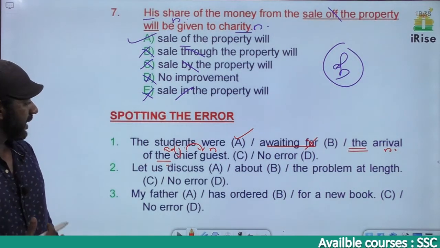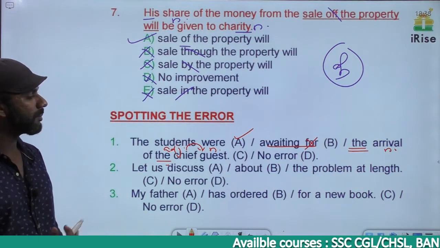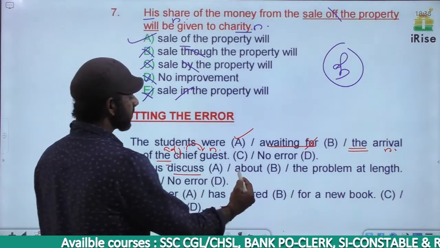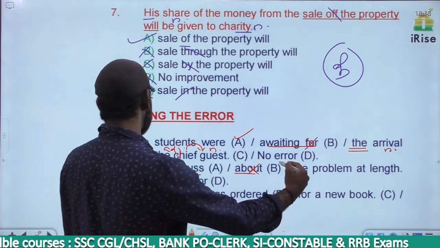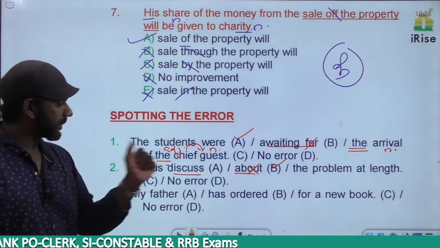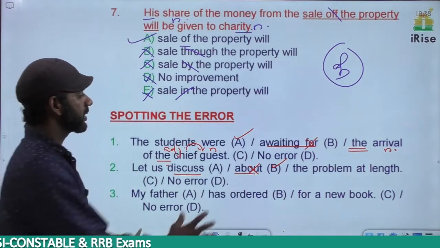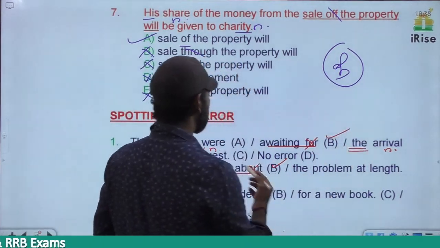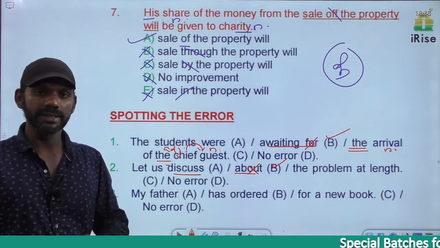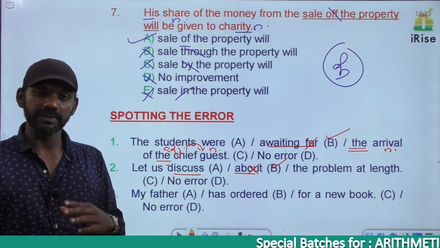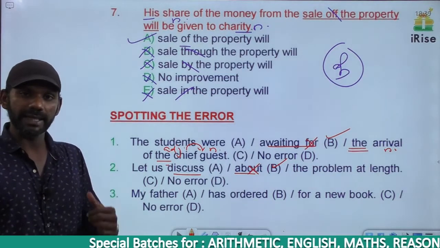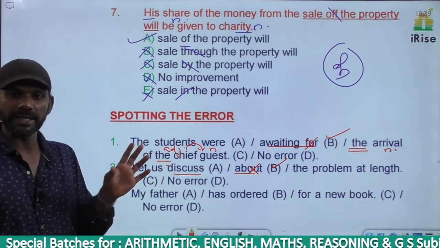The next one. Let us discuss about the problem at length. Discuss about becomes an error with redundancy, repetition. Right? Let us discuss the problem at length. The error is in part B. And discuss, here also it's part B. Awaiting for comes in part B. Now discuss about, explain about, describe about, all these are wrong. Discuss, explain, describe. These are one-word substitutes for speak about. So let us speak about the problem at length, the same as let us discuss the problem at length.